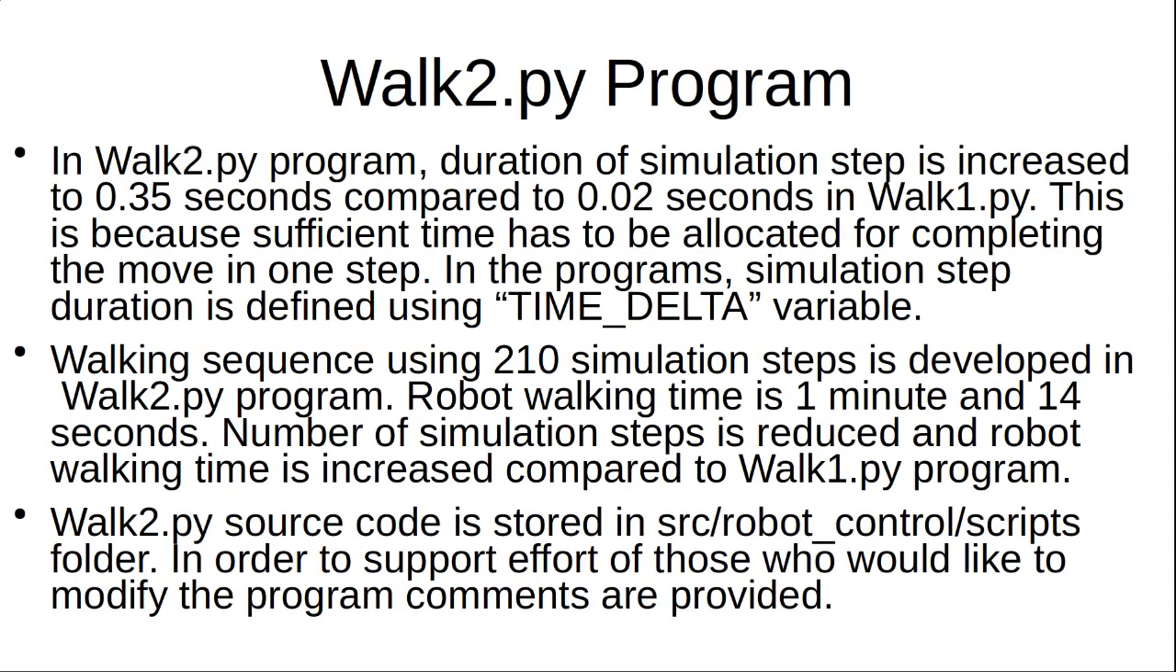Walking sequence using 210 simulation steps is developed in walk2 program. Robot walking time is 1 minute and 14 seconds. Number of simulation steps is reduced and robot walking time is increased compared to walk1 program. walk2 source code is stored in src robot_control scripts folder. In order to support effort of those who would like to modify the program, comments are provided.